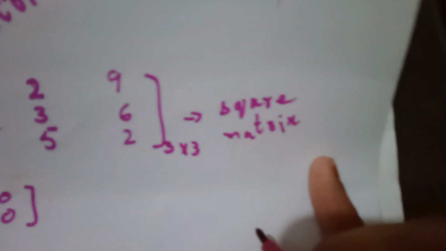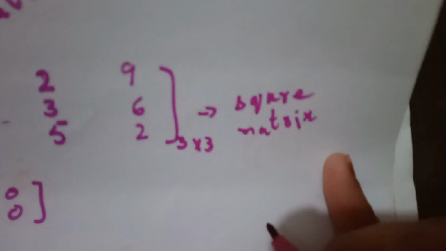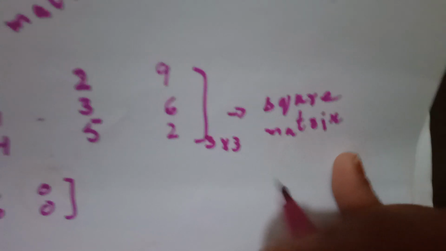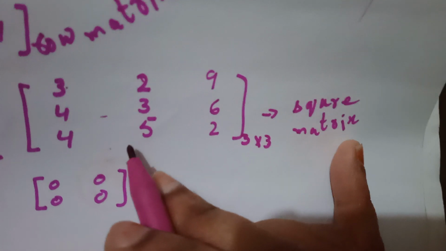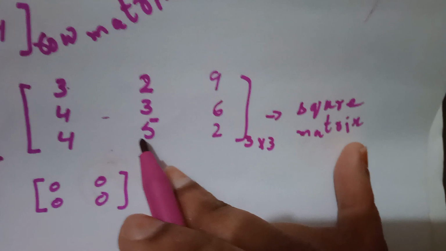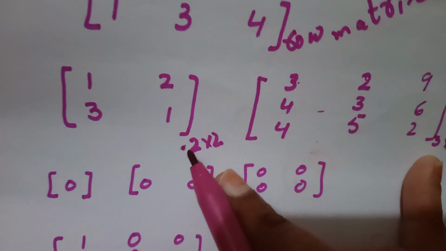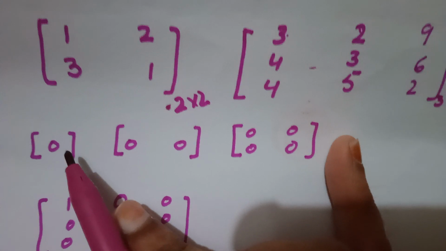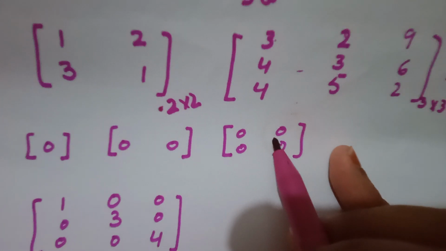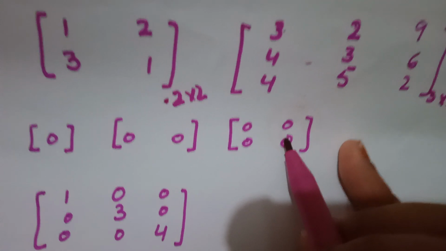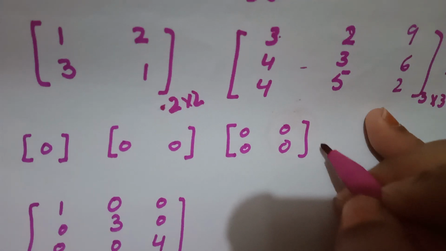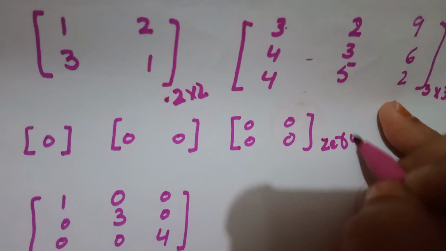because this matrix has equal number of rows and equal number of columns. In a square matrix, number of rows and number of columns are equal. In this type of matrix, when all the entries of a matrix are 0, you can say it is a 0 or null matrix.